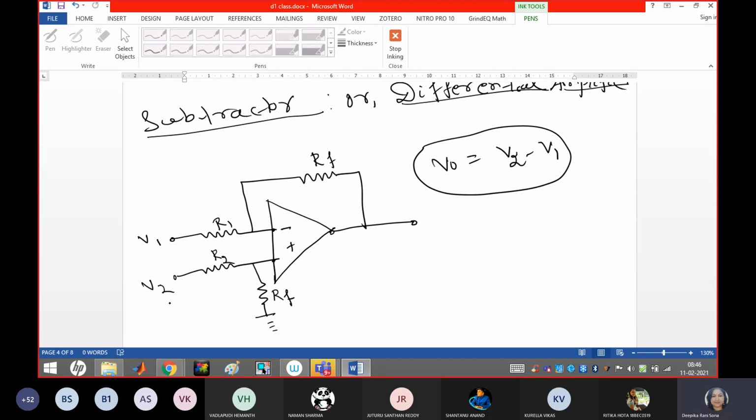Now we don't have time, guys. You just draw the circuit, and subtractor means the output voltage is in the form of V2 minus V1. In the next class only we will derive the points.